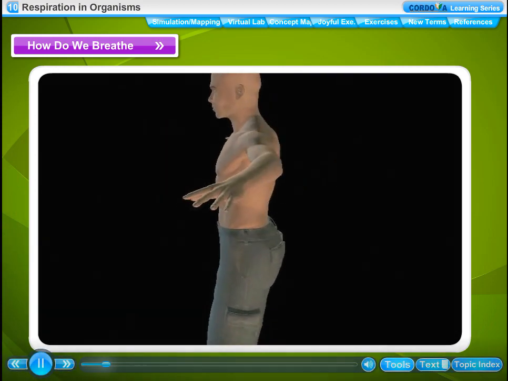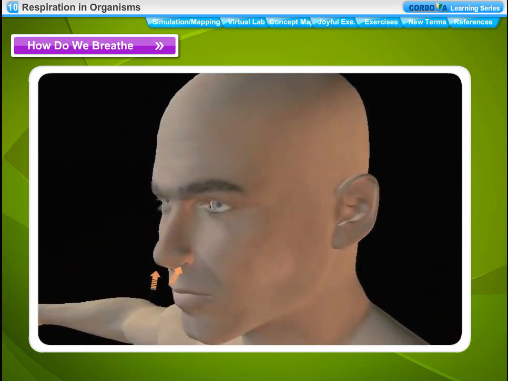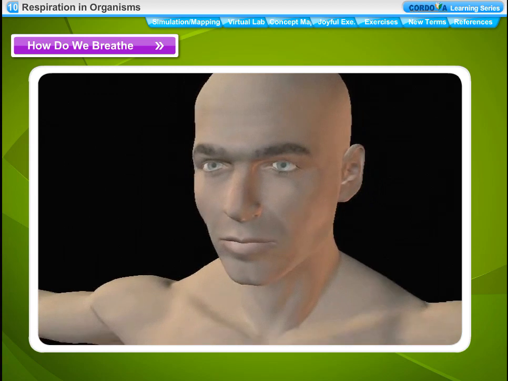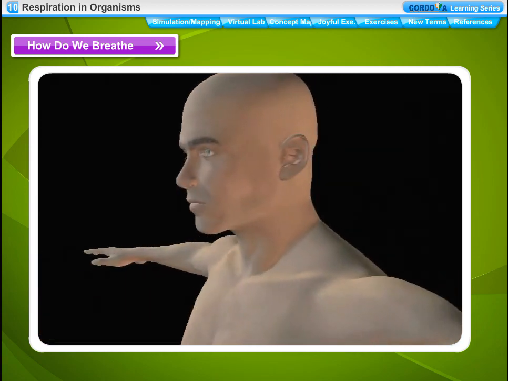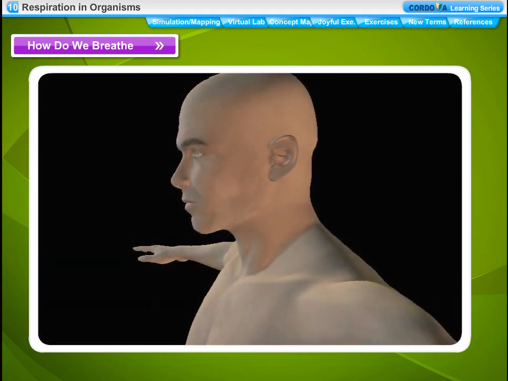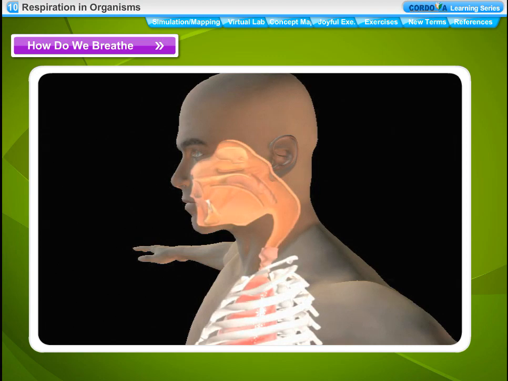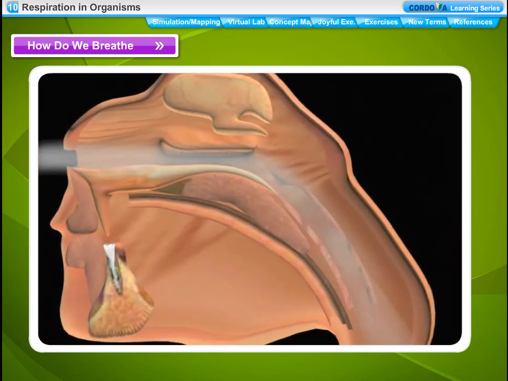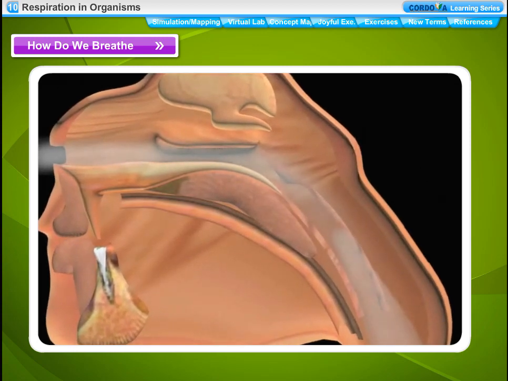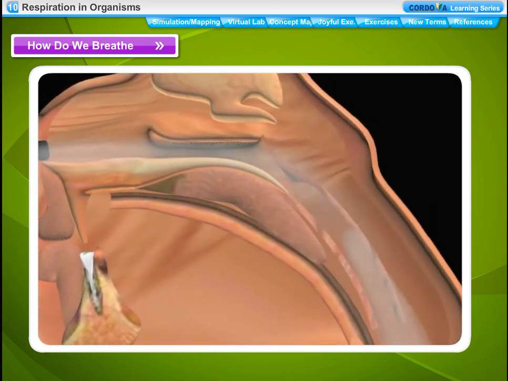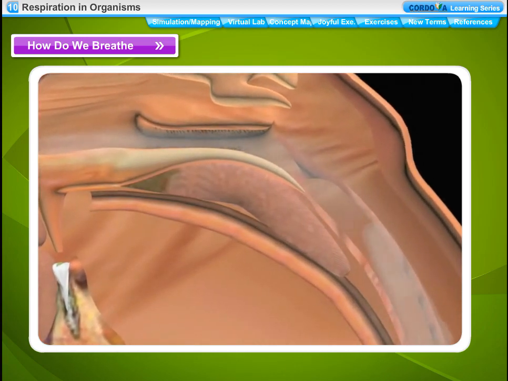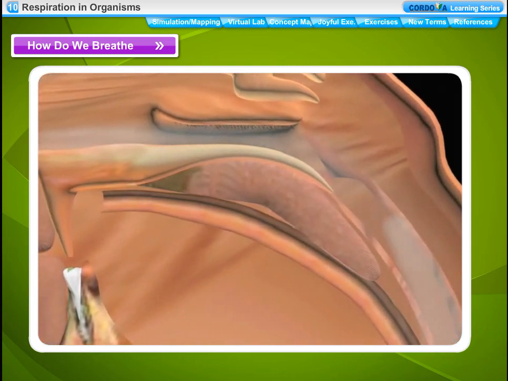Our nose has 2 holes which are called nostrils. There is a passage in the nose behind the nostrils called nasal cavity. Normally, we take in air through our nostrils. When we inhale air, it passes through our nostrils into the nasal cavity. As the air passes through this cavity, it becomes warm.